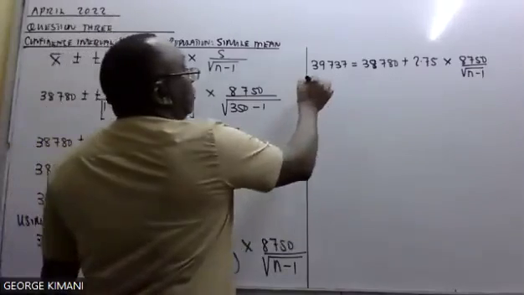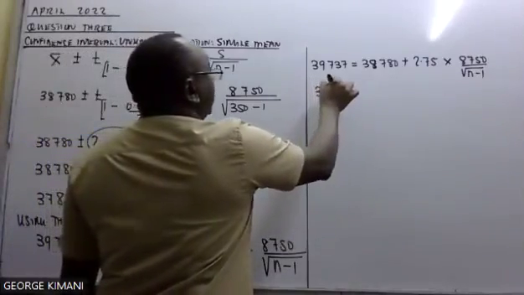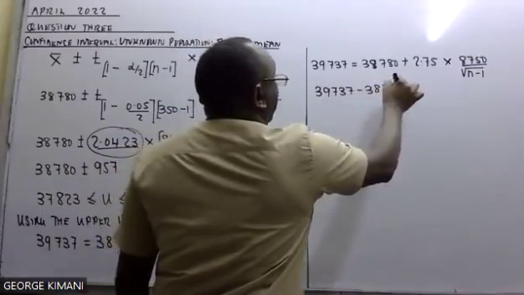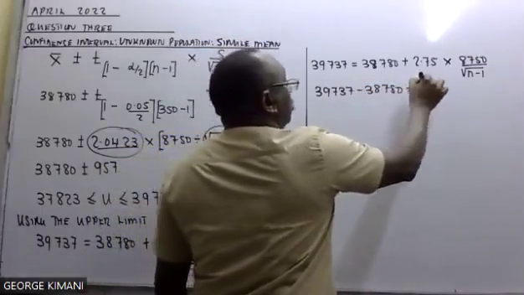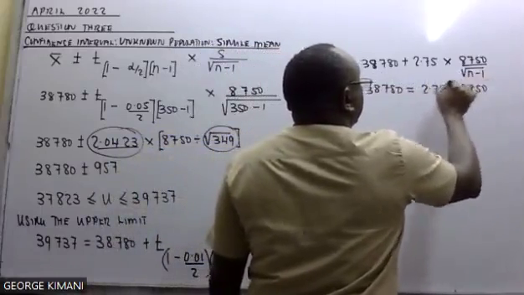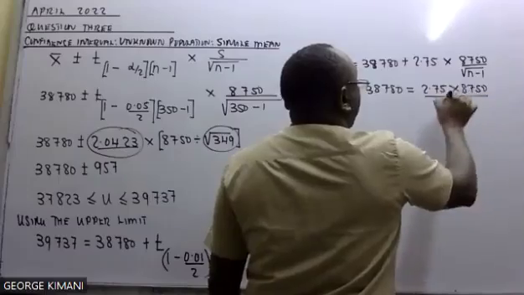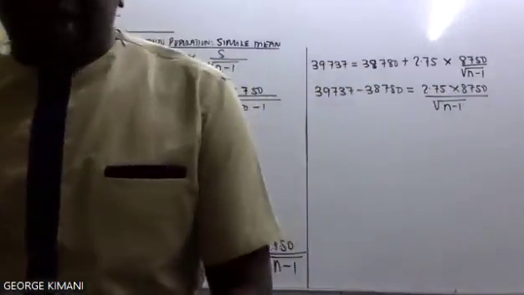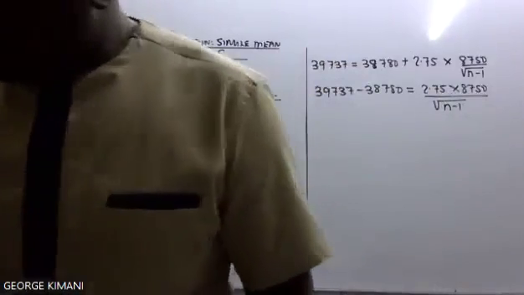First of all, you can say that 39,737 minus 38,780 is equal to 2.75 times 8750, divided by the root of n minus 1. So solve and give me the value of n. I'll sort something out.